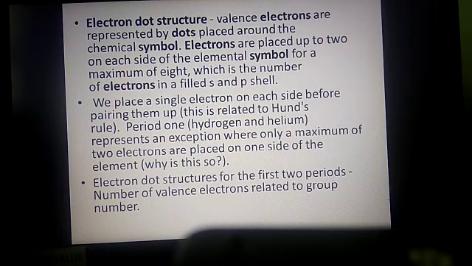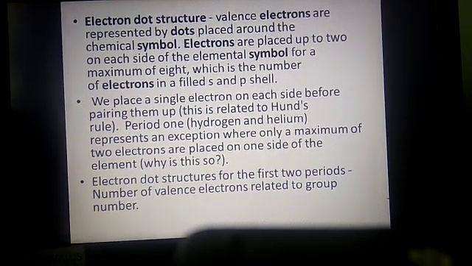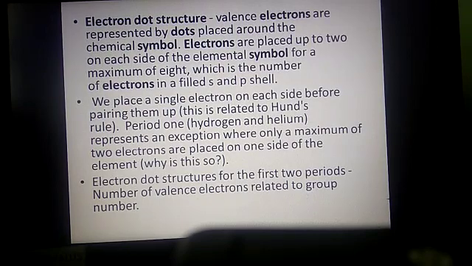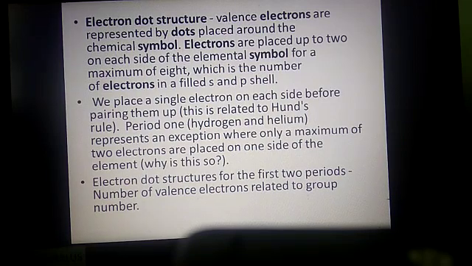Today we are going to discuss the electron dot structure. So what is an electron dot symbol? That is the Lewis symbol, also we can say. The electron dot symbol of an atom consists of the symbol of the element surrounded by dots, and those dots represent the electrons present in their outermost shell.